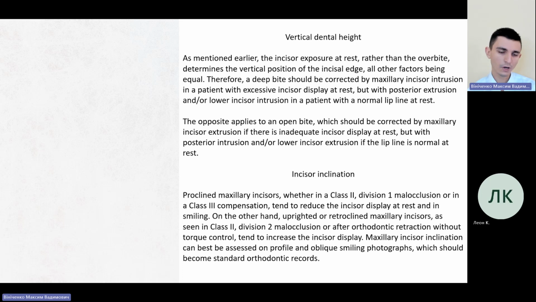Incisor inclination. Proclined maxillary incisors, whether in a Class II Division 1 malocclusion or in a Class III compensation, tend to reduce the incisor display at rest and in smiling. On the other hand, uprighted or retroclined maxillary incisors, as seen in Class II Division 2 malocclusion or after orthodontic retraction without torque control, tend to increase the incisor display. Maxillary incisor inclination can best be assessed on profile and posed smile photographs, which should become standard orthodontic records.